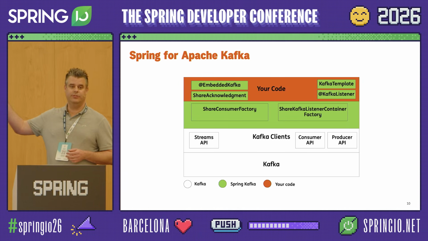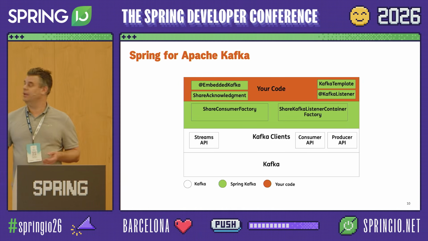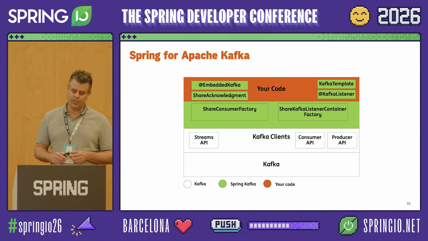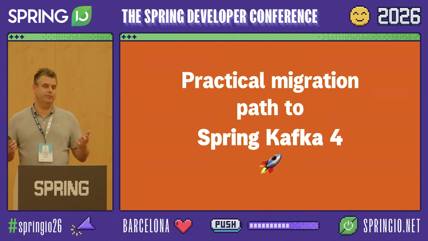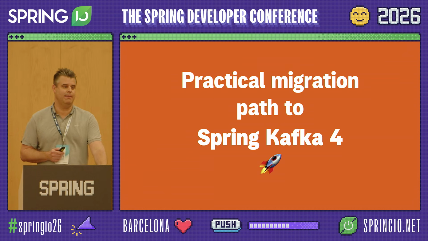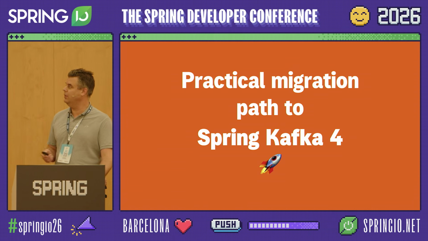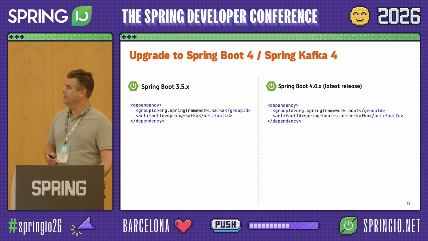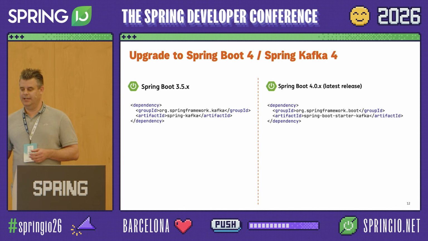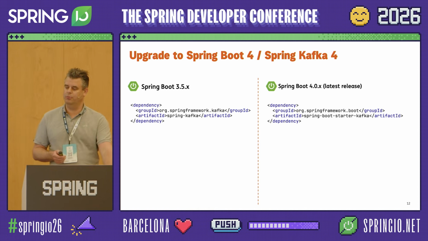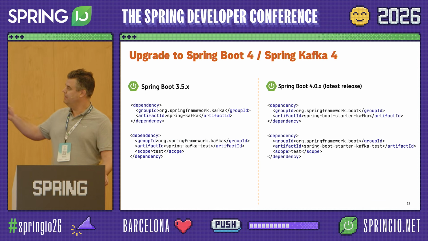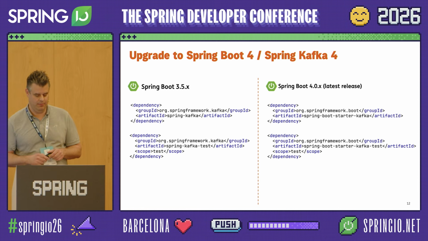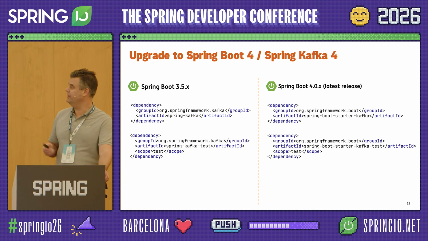And today we will also see some new APIs in action, especially around Kafka Queues. So in a nutshell, this is what we're going to see today. So let's start with first a practical migration path. Spring Boot 4 came out, of course, last year, and also with that one we will have Spring Kafka 4. And the main big difference is that we now have nice Spring Boot Kafka starters. And also for our test dependency, there is now a nice Spring starter for Kafka test as well.